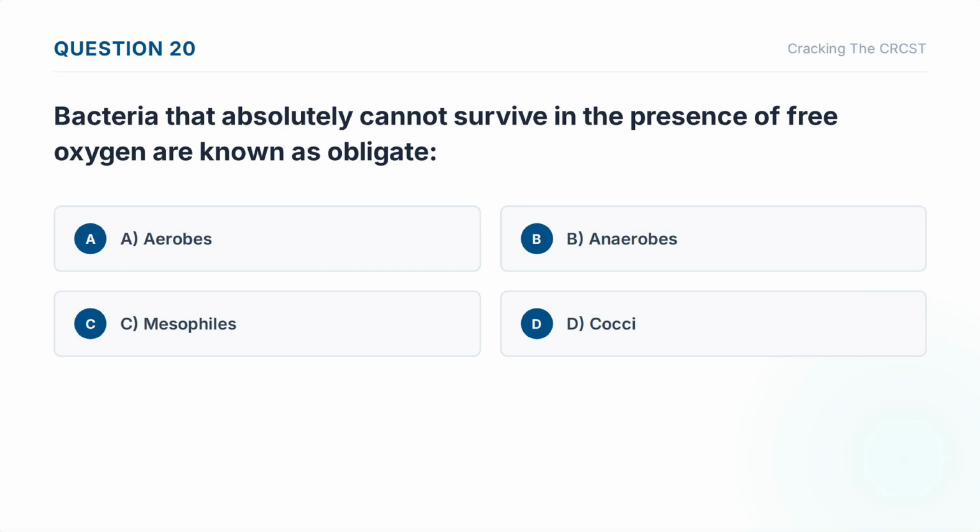Question 20. Bacteria that absolutely cannot survive in the presence of free oxygen are known as obligate. A. Aerobes, B. Anaerobes, C. Mesophiles, D. Cocci.